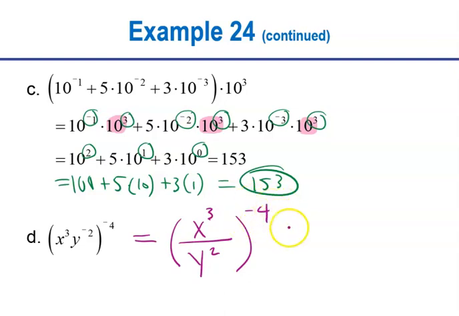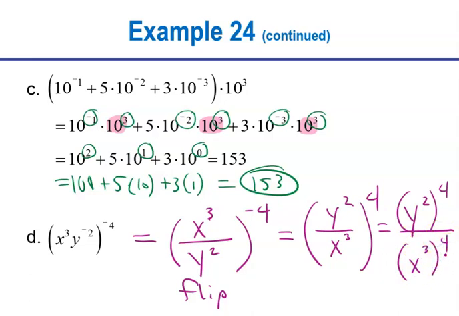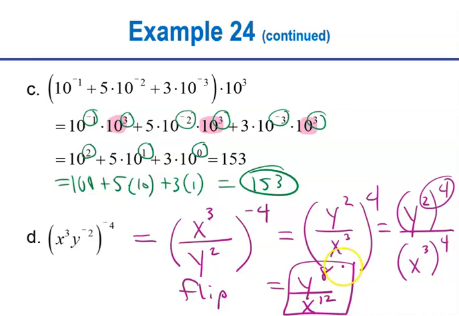What do we do with this negative exponent? You know what? I can flip this fraction upside down. So now it's y to the 2nd over x to the 3rd, and now it's to the positive 4 power. And then I have a power to a power. So this 4 can go with each one. So y squared to the 4th over x to the 3rd to the 4th. And then we simplify. Y squared to the 4th, you multiply these. That's y to the 8th. And in the denominator, you multiply 3 times 4. That's x to the 12th. So final answer, y to the 8th over x to the 12th.